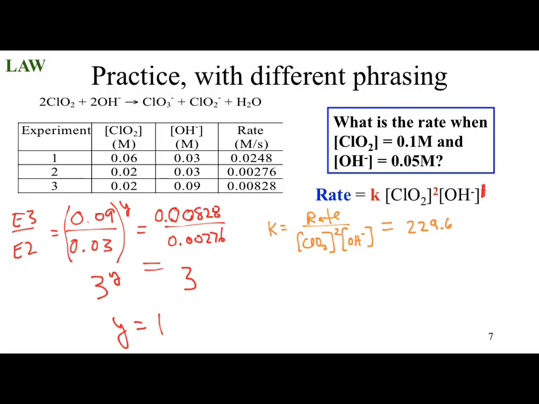If we want to know the rate, what do we have to do? I know, really tedious, right? We start with our rate equals 229.6. Which concentration do we use?